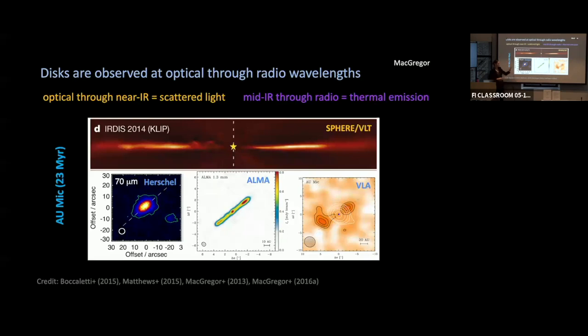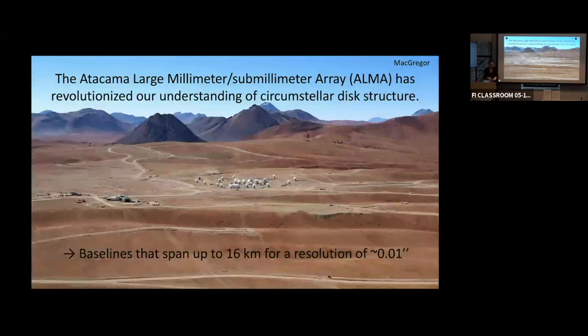And then these are 3 thermal images taken with Herschel, ALMA, and the VLA. So we're able, with our new data, to actually spatially resolve these disks at a range of wavelengths. And a lot of this new research has been enabled by new observational facilities, right?